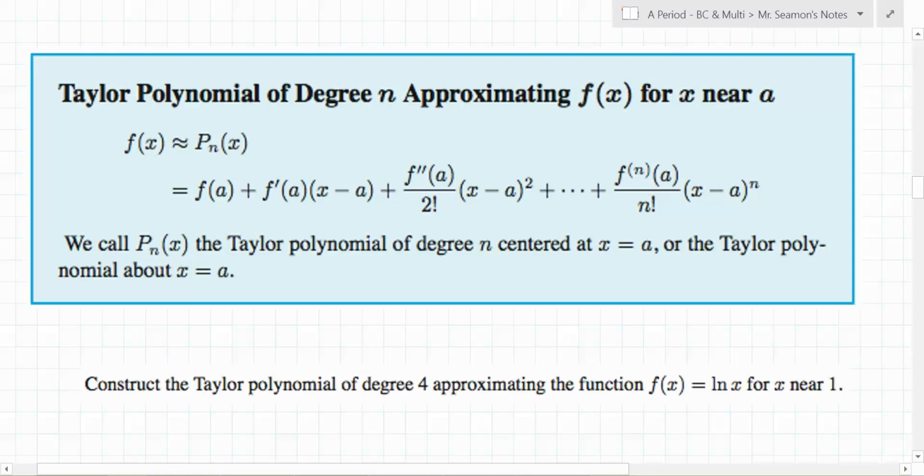It's not around 0. Could it be around 0? This is just the general case where it is centered somewhere else. Now, centering at 0 is nice because we like plugging in 0 and things just go away. But are we always able to center around 0? Look at the bottom. Construct the Taylor polynomial with degree 4 approximating function f of x at 1. Why don't we do 0 instead of 1? It doesn't exist. Natural log does not exist at 0.